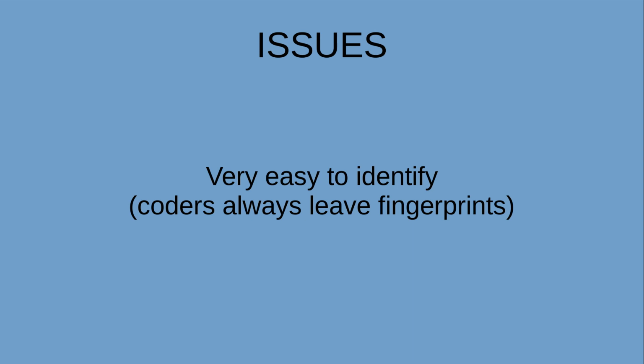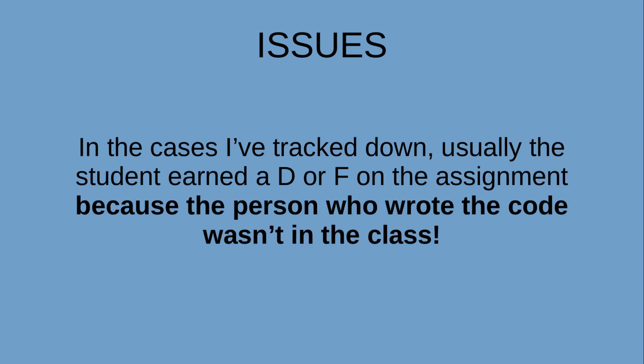And so I find things like this and I'll go through and look at the solution and I'll go through the submissions, and it's pretty easy to find who turned this in. And in most cases where I've done that, the person has already gotten a D or an F, not because they cheated, but because the code wasn't up to par, right? Because it didn't do what the code had to do.